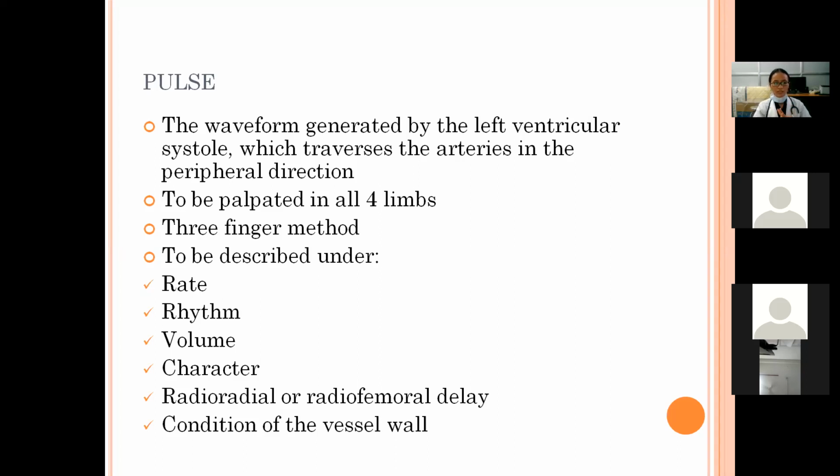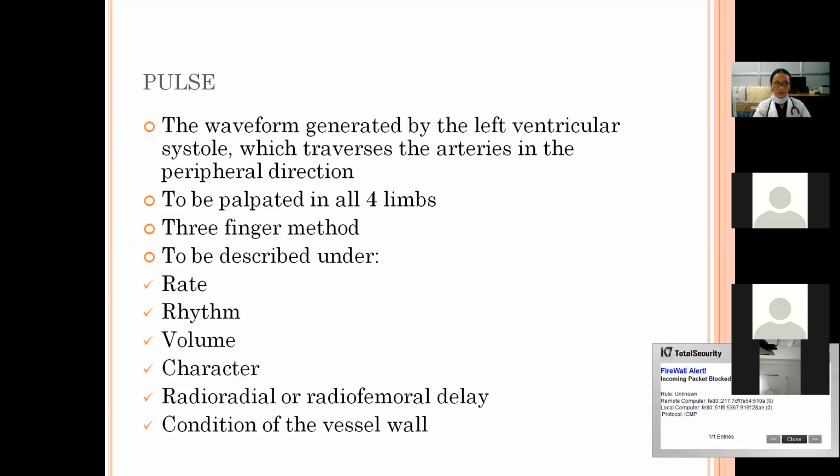The description should be made of the pulse in different arteries. The rate and rhythm have to be seen in the radial artery ideally. The volume and character have to be commented upon in the carotid artery. For the radioradial or radiofemoral delay, you have to cross-check both radial arteries, or the radial and the femoral artery, at the same time. And the condition of the vessel wall has to be checked in the radial artery.